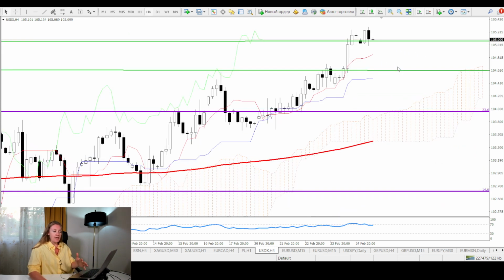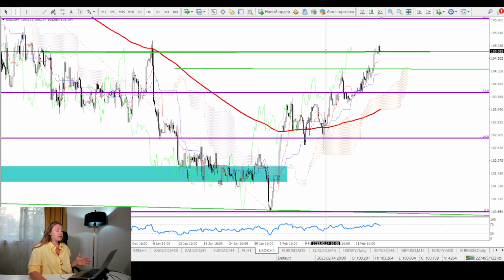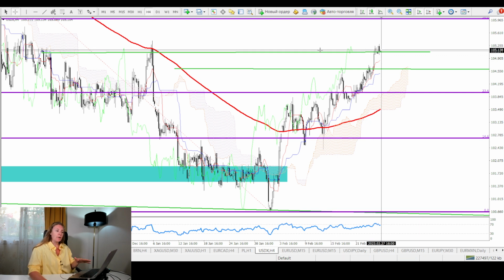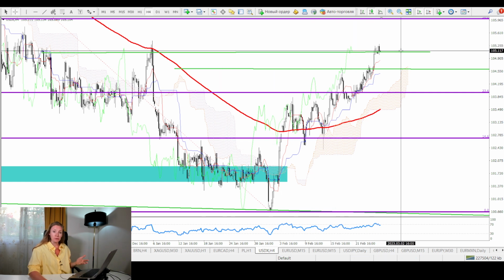So what we have: a level of support at 105, a level of support at 104.60, and a level of resistance at 106. Those are levels that you can work with on the 4-hour chart. If you ask why we have a rebound right now, go to the history and you will see that in the beginning of January there was a resistance, and this can be a reason for us to get a rebound today.